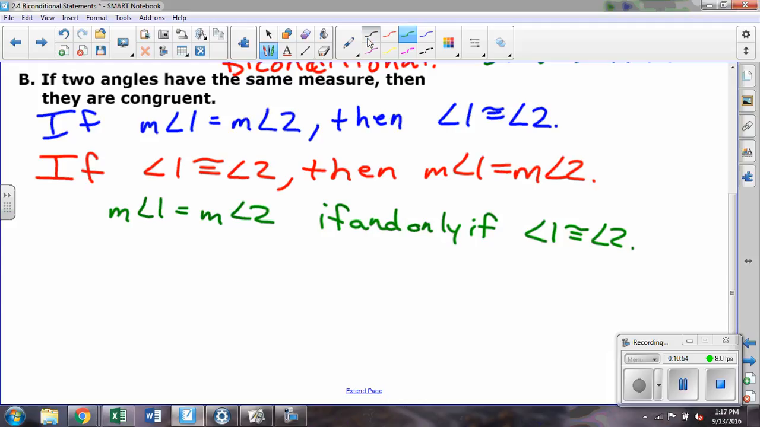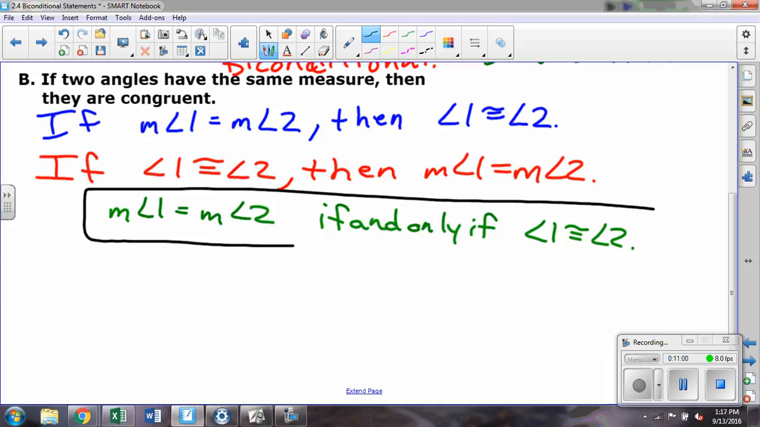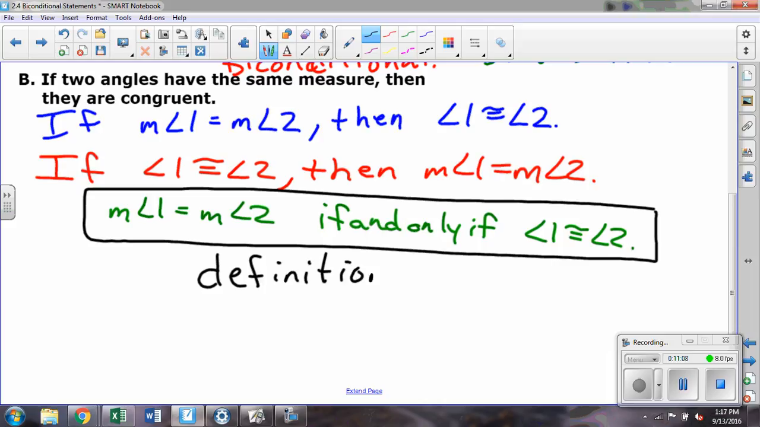This particular one should look pretty familiar because this piece in the green we've already had this year. That is the definition of congruent angles. And in fact, when we write up definitions, and I'll emphasize this again later on in the video, definitions are always biconditionals. Every definition has to go forward, it has to go backward. If it only went one direction, it wouldn't be a definition, it would have to be a theorem or a postulate.